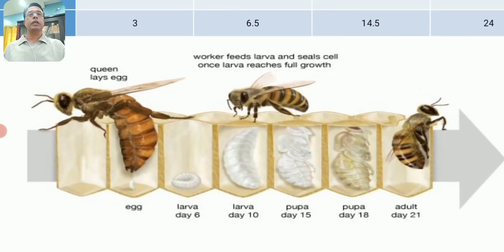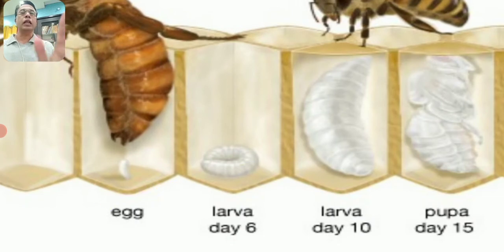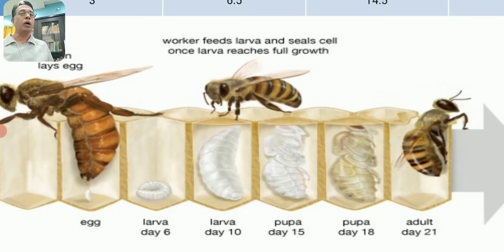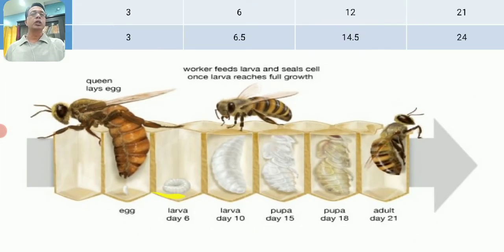So this is the diagram, that is, the queen lays the eggs. See, the egg which is laid is elongated and erect on the first day. Okay, so the larval stage of 6 days, 10 days, pupa on the 15th and 18th day, and adult at 21 days.